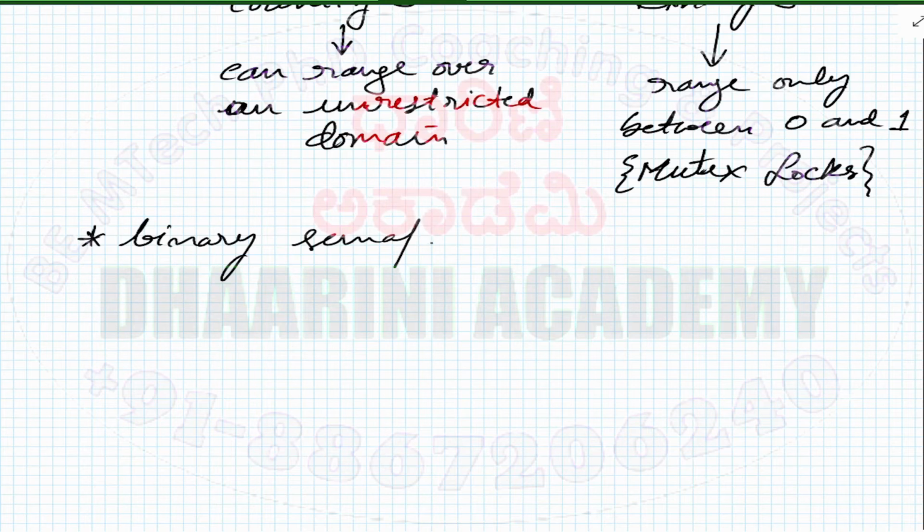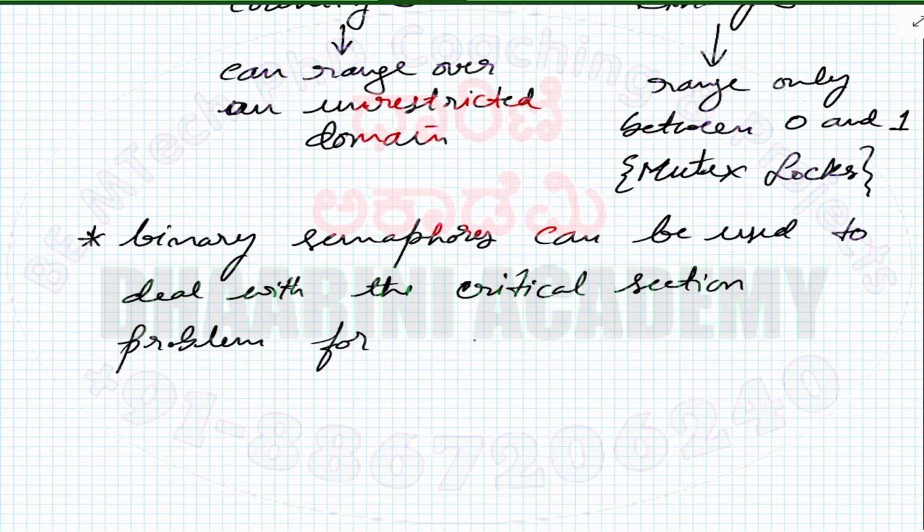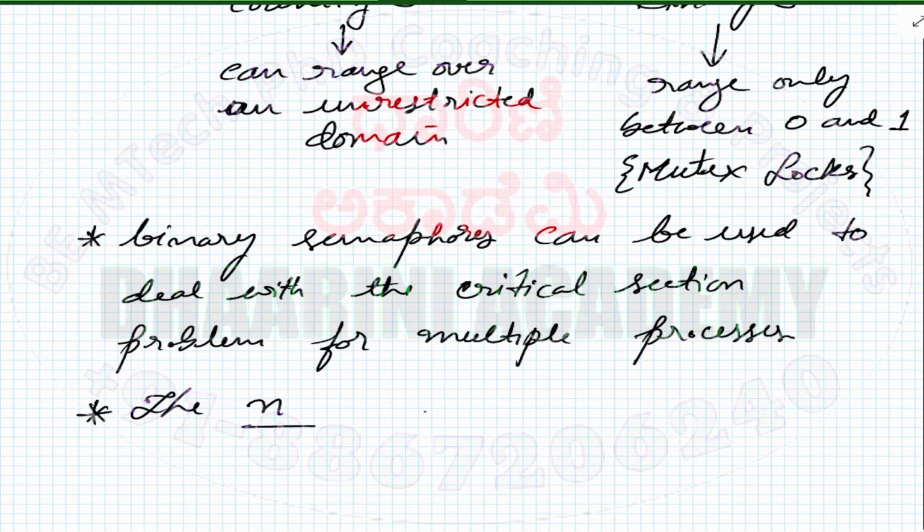Binary semaphores can be used to deal with the critical section problem for multiple processes, right? For example, let's consider the number of processes to be n. Okay, so n is a number, n processes share a semaphore.